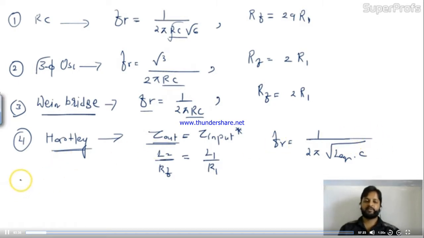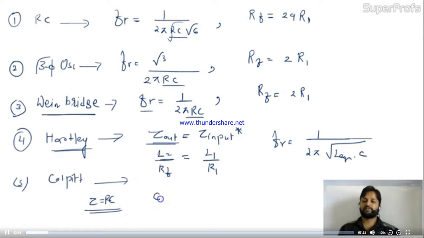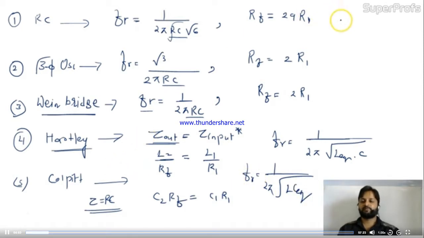Okay, friends. Now, at last we discuss about the Colpitts. The same thing, tau out equal to tau input. Now the tau is RC. Is it okay? So here I'll take C2 RF. Here I'll take C1 R1. Okay, friends. And the frequency of oscillation in this case will be 1 by 2 pi root of L C equivalent. I hope all these formulas are clear to you now.